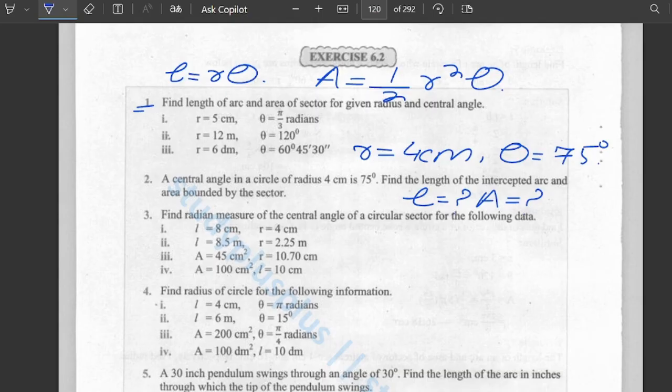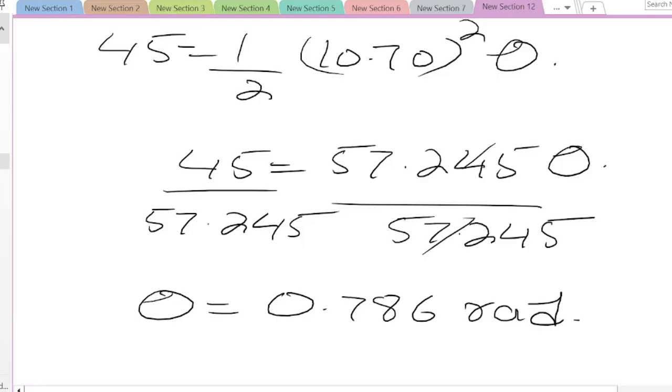Okay, then in the last part, this is quite tricky. We are given the area and the length. So we aren't given the radius, and we aren't given theta. So how are we going to solve this? Let's write the given data and then I'm going to show you.